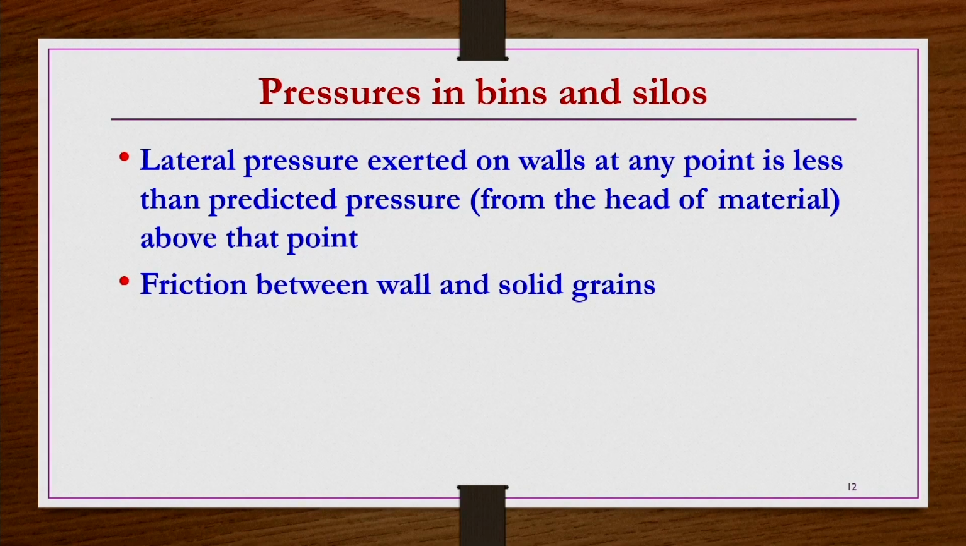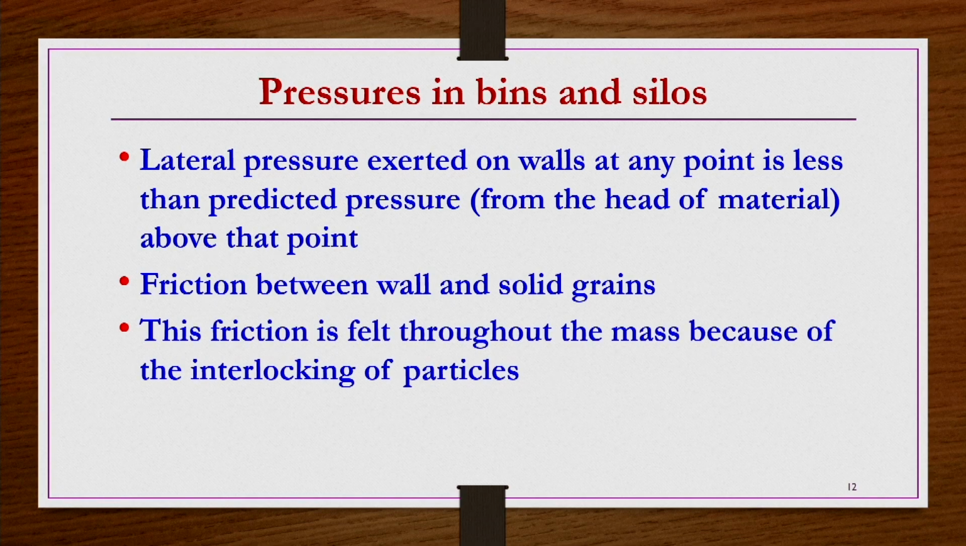And there will always be friction between wall and solid grains, and this friction is sufficiently large, unlike fluids where the friction is small. Fluids also have some friction at the solid-fluid interaction point when they are in a container. But in the case of solids, the friction between wall and solid grains is very high. This friction is felt throughout the mass because of the interlocking of the particles.